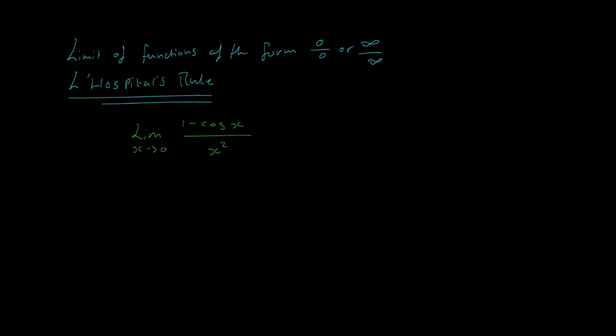Now what L'Hopital's rule states is that the limit will be the same if you independently take the derivative of the top and bottom, not of the whole function. It's important to stress this. Okay, so it's f prime of x over g prime of x, where in this case f of x equals 1 minus cos x and g of x equals x squared.